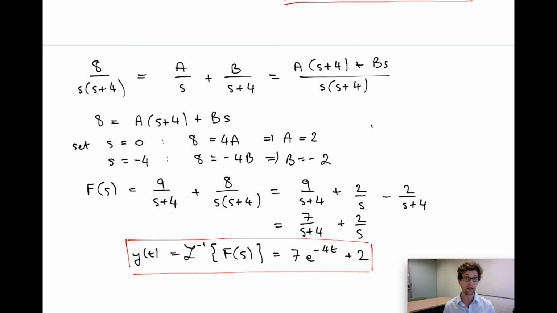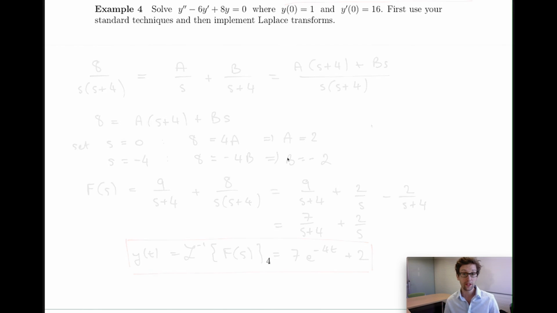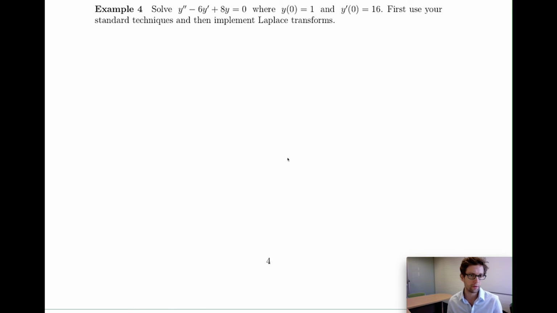For the time being, let's continue just to check that we can take the Laplace transform of a differential equation and solve that resulting Laplace transform to get the solution to my differential equation. So let's look at another example, example 4. This is a second order ordinary differential equation. It's a homogeneous equation, that is the right hand side is equal to 0, and we have initial conditions for y: y of 0 is equal to 1 and y prime of 0 is equal to 16.